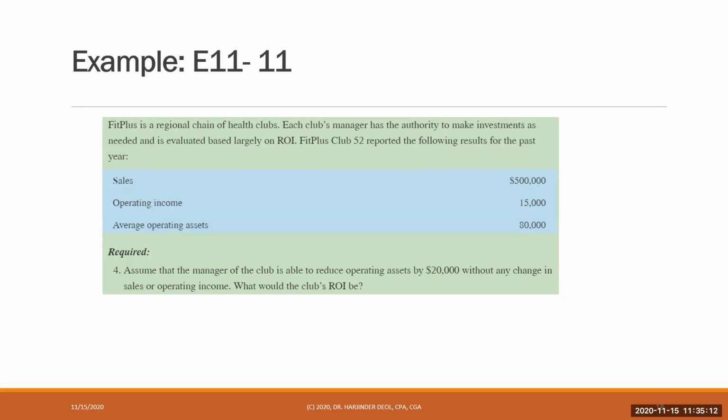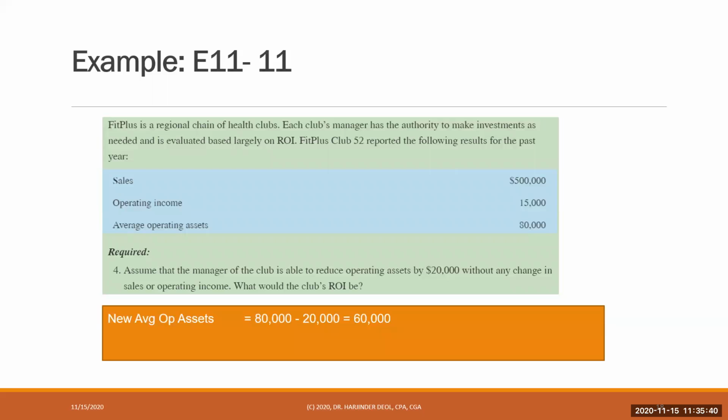Finally, assume that the manager of the club is able to reduce operating assets by $20,000 without any change in sales or operating income. What would the club's ROI be in this case? So if operating assets went down by $20,000, the average operating assets go down by $20,000, but the operating income stays at $15,000, then the return on investment will be $15,000 divided by $60,000, or 25%.